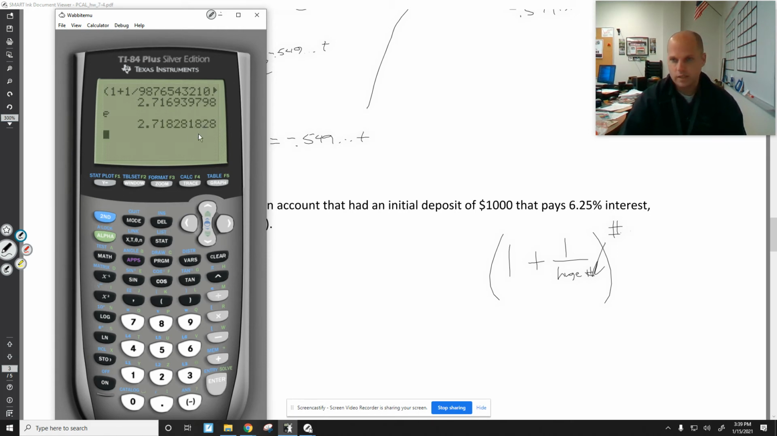Very, very close to E. Okay, if I used a bigger number here, closer and closer to infinity, we'll see it's going to get closer and closer to that E. I feel like I should have been closer to that, but whatever.